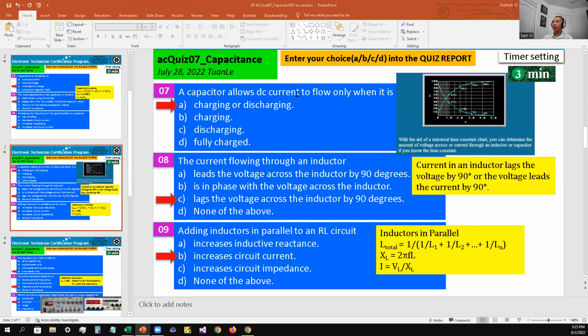Okay, a capacitor allows DC current to flow only when it is charging as well as when it is discharging. So the answer is A as in apple for number 7. You can pulse it, push it on the DC to charge up the capacitor, and as soon as you release it, it would discharge whatever was charged into the capacitor. So the answer is A as in apple for 7.